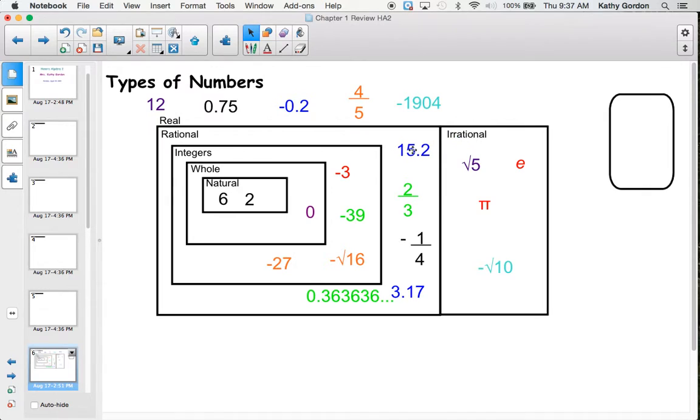Rational. Rational. Negative 1,904. Integer. 4/5. Rational. Negative 0.2. Rational. 0.75. Rational. 12. Natural. Okay, so that's how your number should have gone. If you didn't get some of those, make sure you fix it.